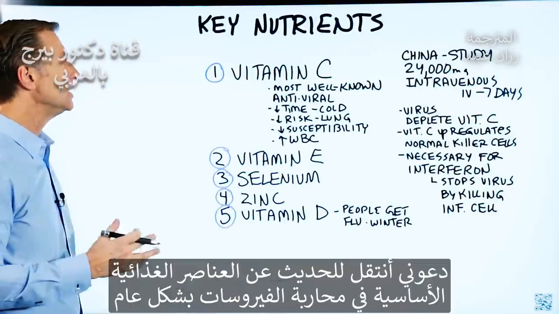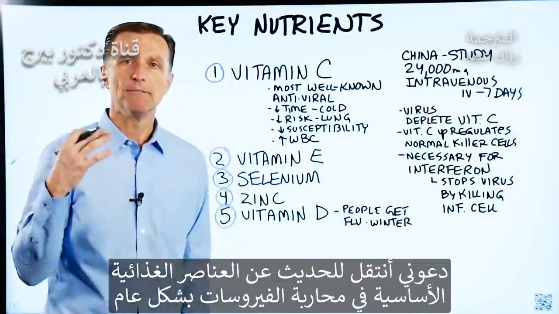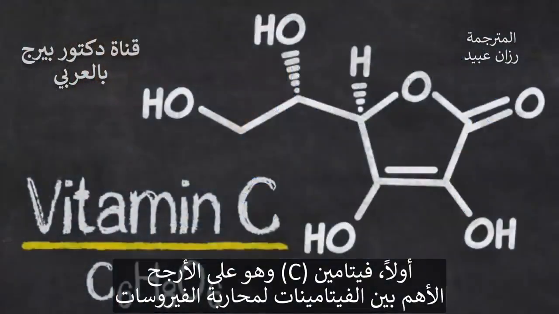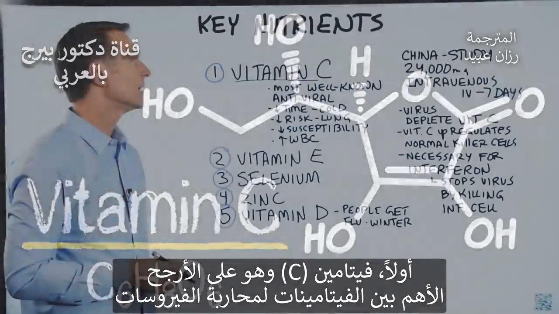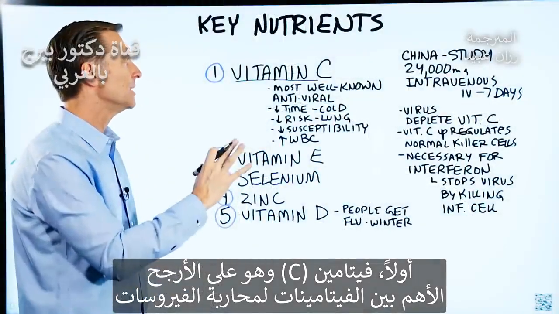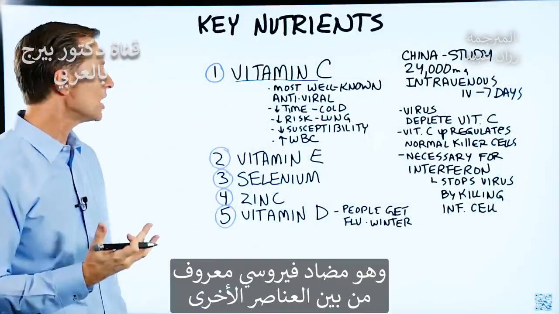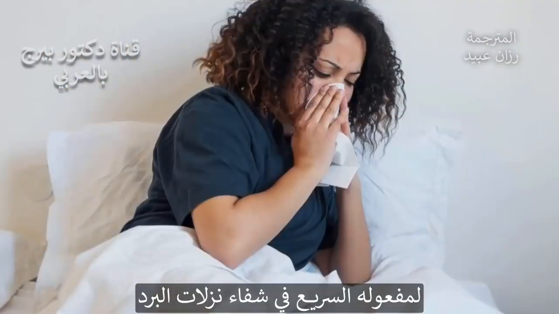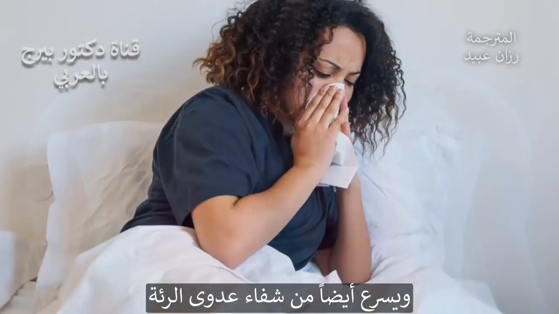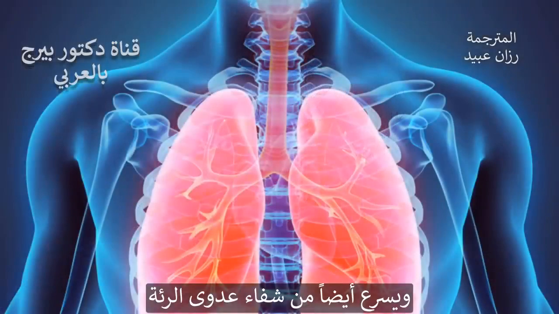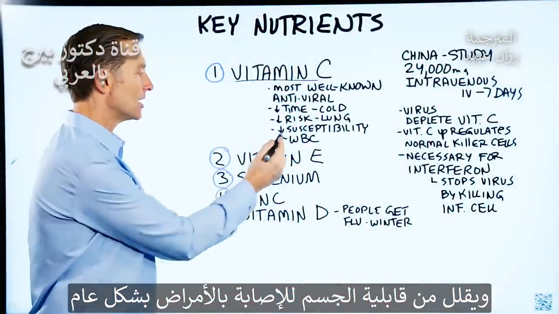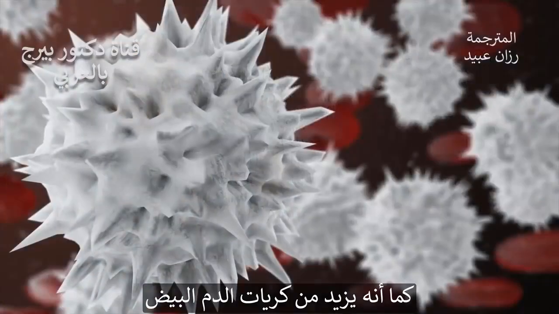All right, let's talk about the key nutrients involved in viruses in general. One, vitamin C. That's probably the most important vitamin of all vitamins for viruses. It's a very well-known antiviral nutrient. It decreases the time that you have a cold. It decreases the risk of certain lung infections. It can help decrease the susceptibility of getting an infection in general, and it also can increase the white blood cell.